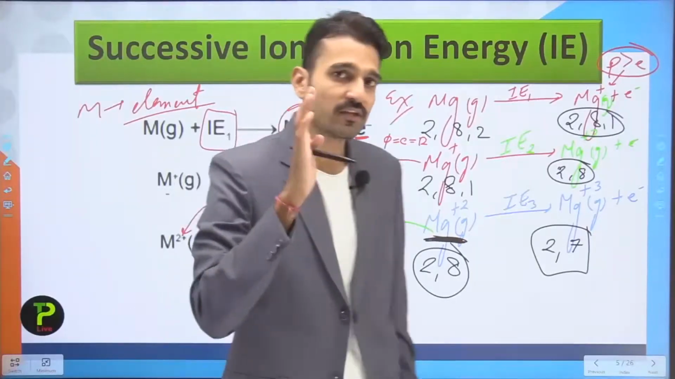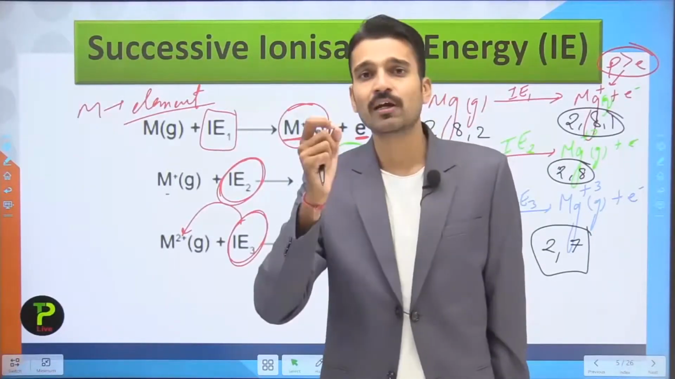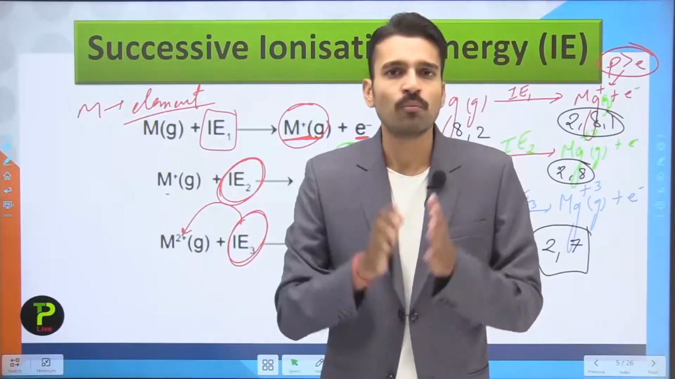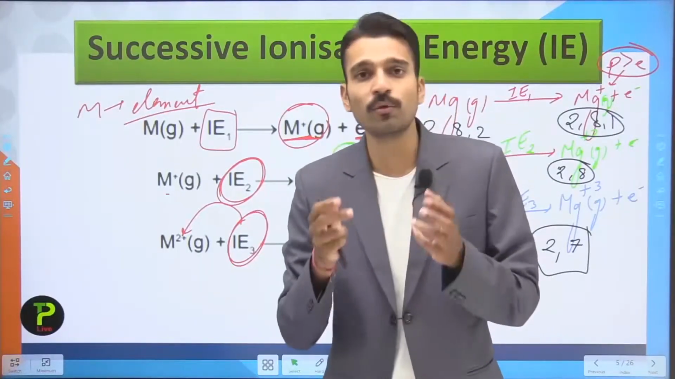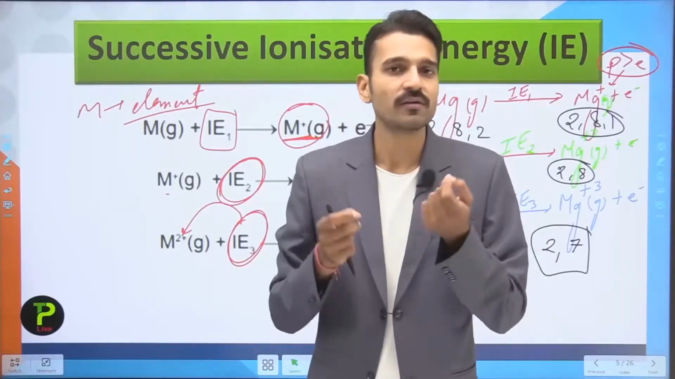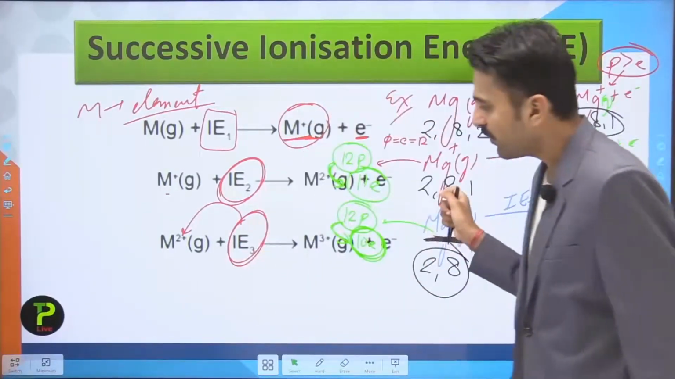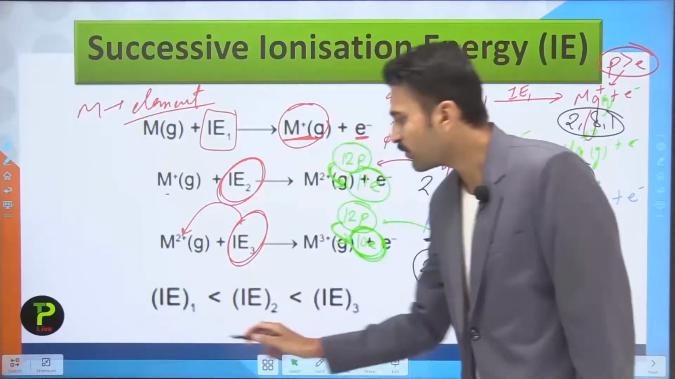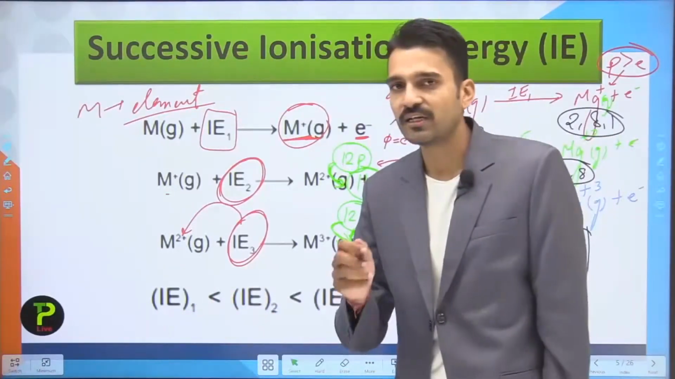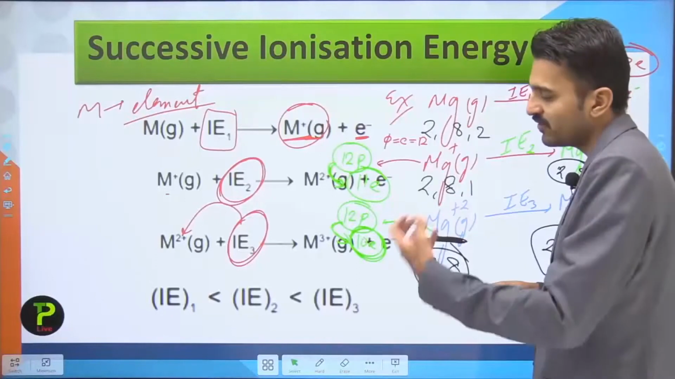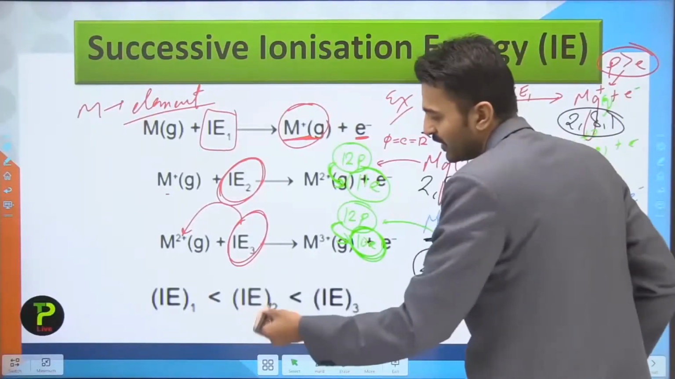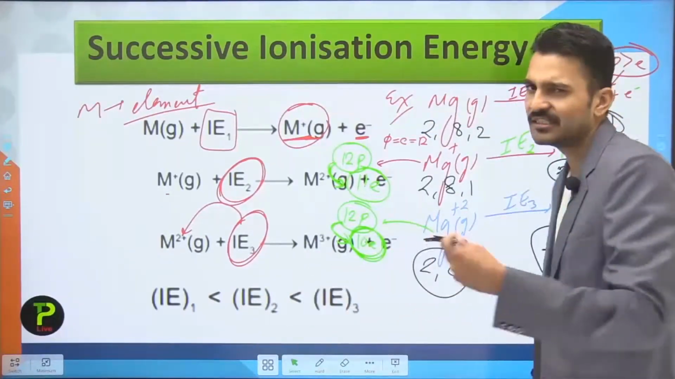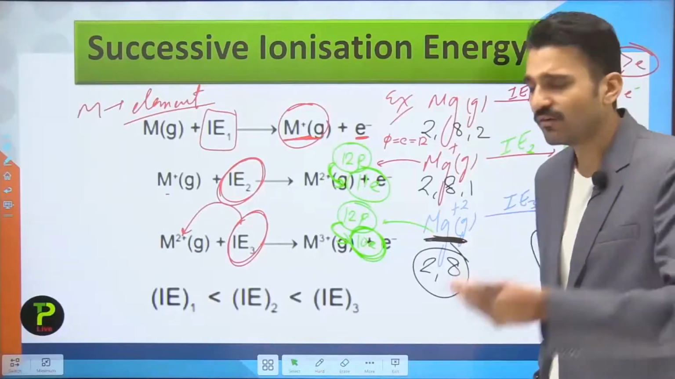So now you understand, students, that removing an electron from a cation requires more energy than removing an electron from the atom. The trend for successive ionization energy is that when we remove an electron from an atom, it is termed ionization energy 1. When we remove an extra electron from the cation, it is termed ionization energy 2, and then ionization energy 3, ionization energy 4 respectively, and so on.